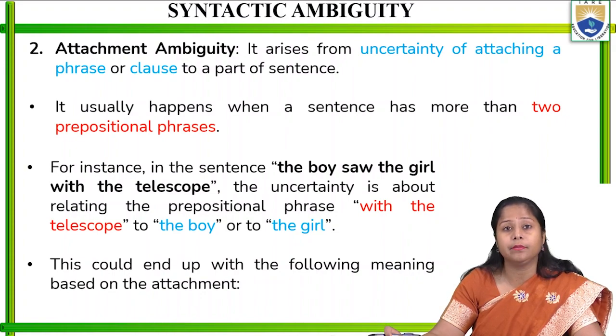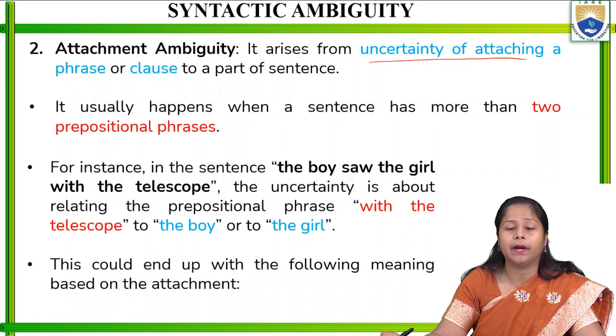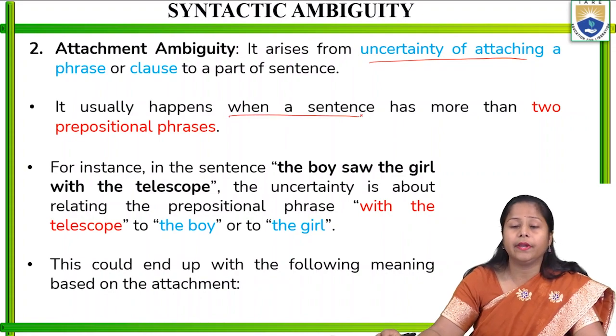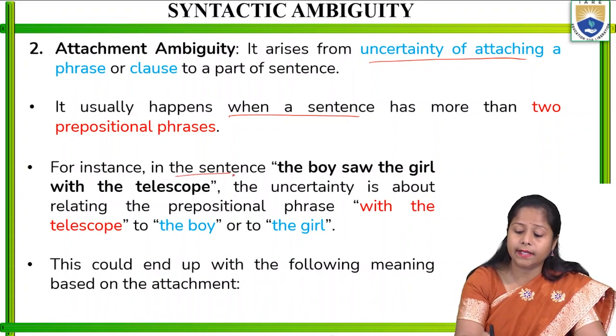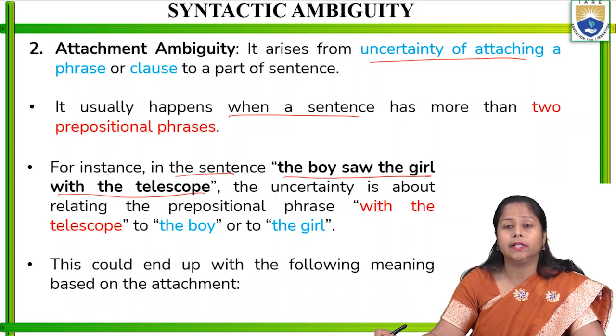Now in that, attachment ambiguity is also there. Attachment ambiguity occurs when there is uncertainty in attaching a phrase or a clause as part of a sentence. So when we attach any phrase, or any clause, it is going to give an uncertain meaning. This type of ambiguity usually happens when a sentence has more than two prepositional phrases. So let's see with an example. For instance, the sentence: the boy saw the girl with the telescope. So the boy saw the girl with the telescope.